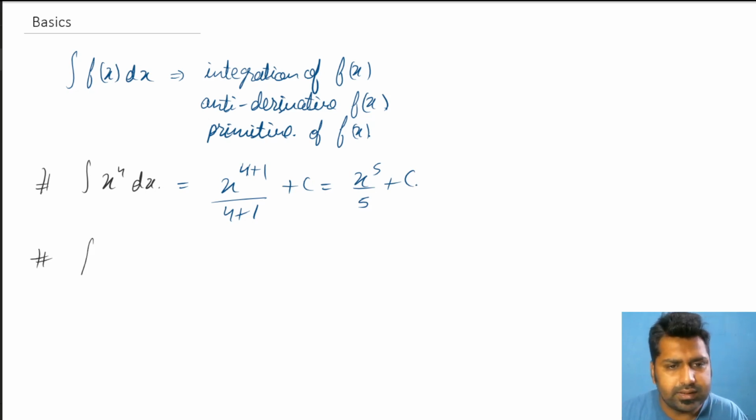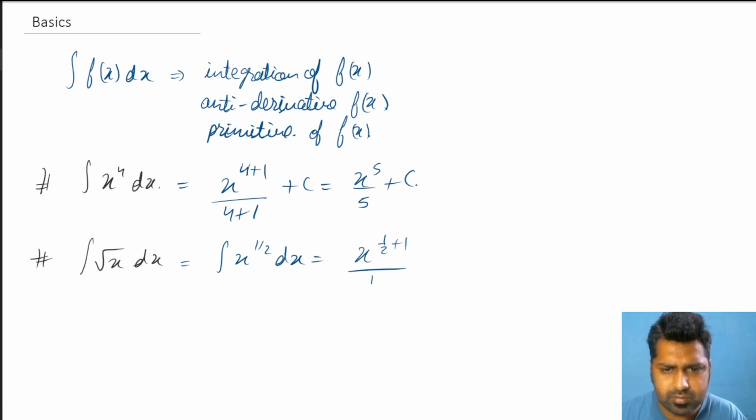So let's say integration of root x. First of all, represent this as integration of x raised to power 1 by 2 dx. Then do the same thing. Increase the power by 1 and put the same number in the denominator, 1 by 2 plus 1. So x raised to power 3 by 2, and it will become 2 by 3, plus c.